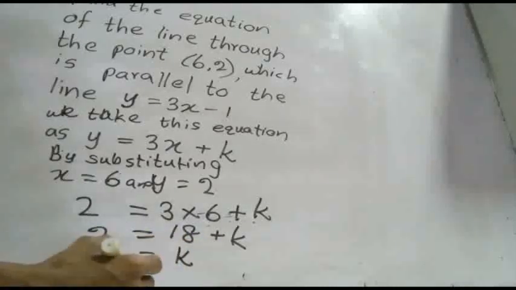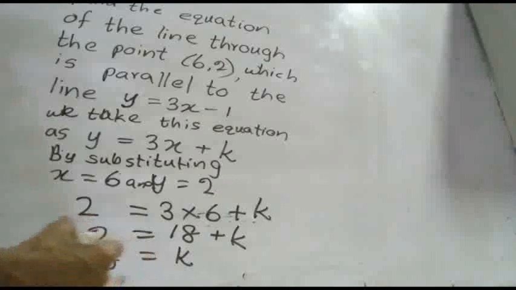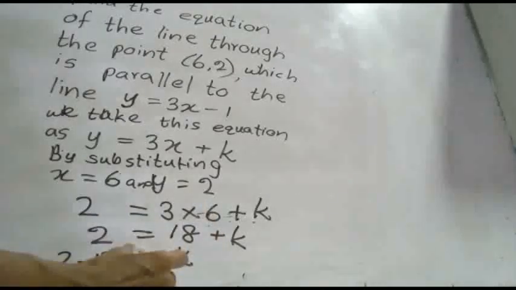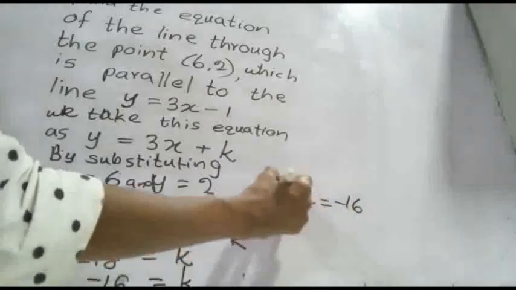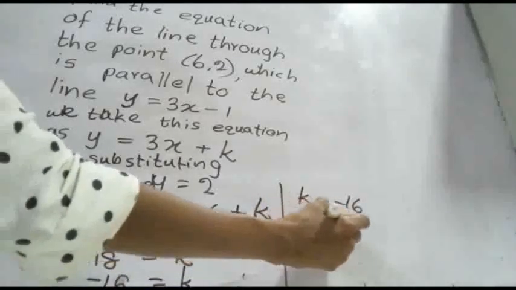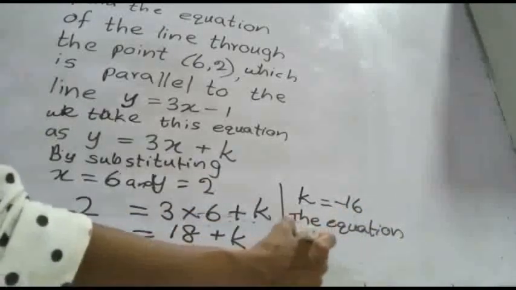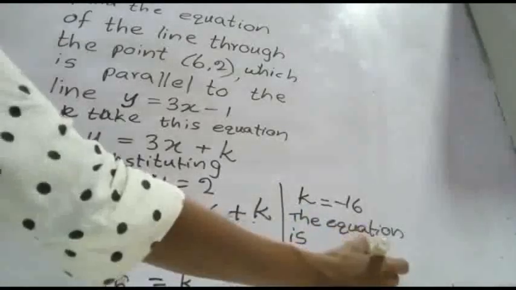Teacher, is that plus k or minus k? You can take it either way. Here 2 subtract 18 is equal to -16, so k is equal to -16. The equation is y = 3x - 16.